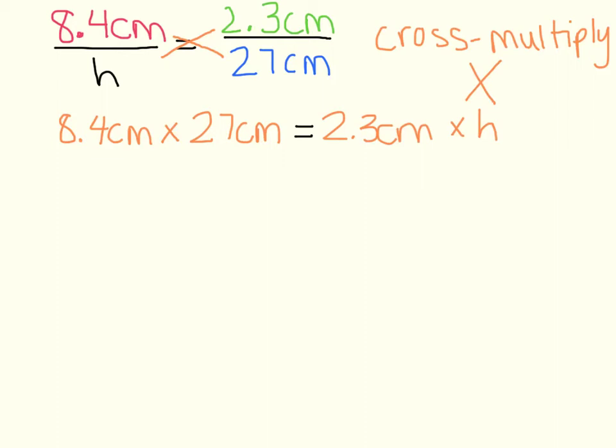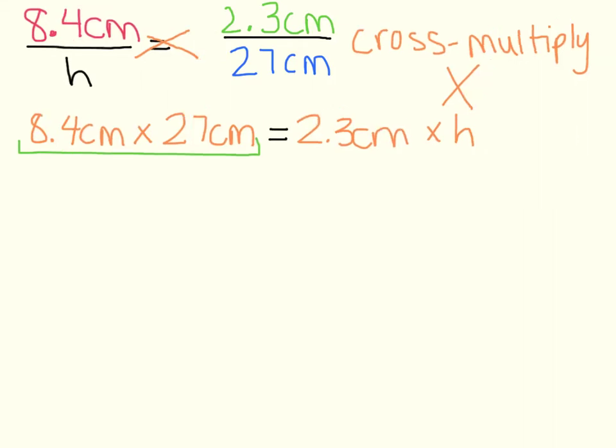Let's take a look first at the left side of the equation. We have two numbers being multiplied here. 8.4 centimeters times 27 centimeters. This is where you can use that handy-dandy calculator. Use either the one on your iPad or a handheld one. Go ahead and multiply those together now. When we multiply those together, we get 226.8 centimeters squared. Our unit is now centimeters squared because we multiplied centimeter times centimeter.